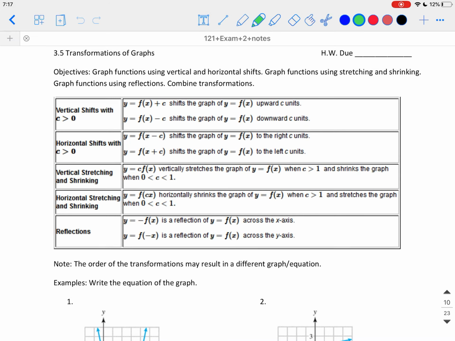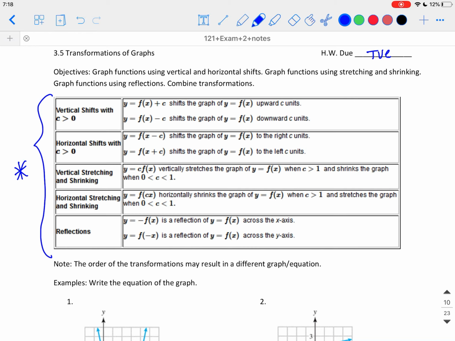In this section, we're going to talk about transformations of graphs. Our objectives are to graph functions using vertical and horizontal shifts, stretching and shrinking, using reflections, and a combination of all these transformations. The transformations that we're going to cover here are summarized in this table. So make sure we have it referenced here.